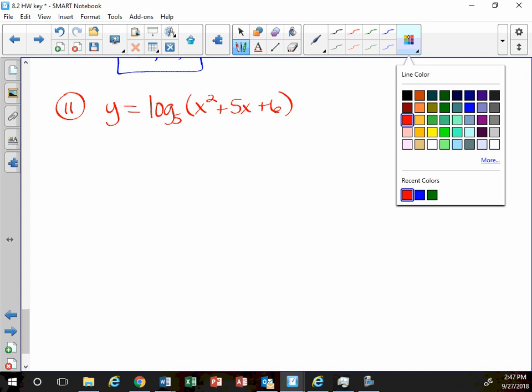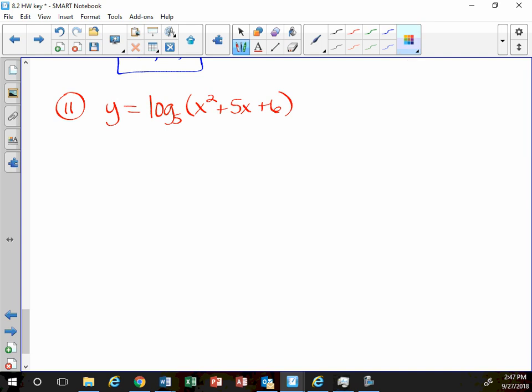Let's go through this one together, guys. So what's the only part of this I care about? Not the base. The polynomial, that x squared expression. So this has to be greater than 0, right?